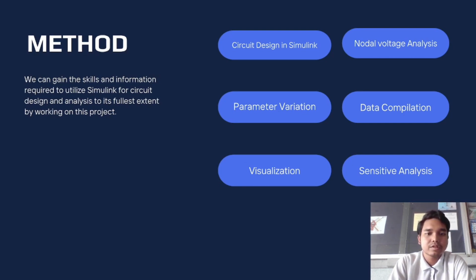And number 5, visualization. We use Simulink plotting tools or MATLAB script to create a visual representation of the data, such as a graph or a chart, to enhance the clarity of findings. And lastly, sensitivity analysis. It is to perform sensitivity analysis to understand the relative influence of each parameter on nodal voltage, and identify critical components or conditions that significantly affect the circuit's behavior. Okay, that's all for me.